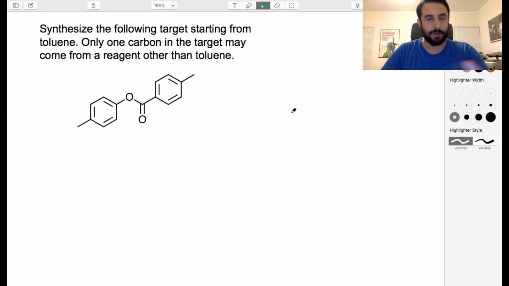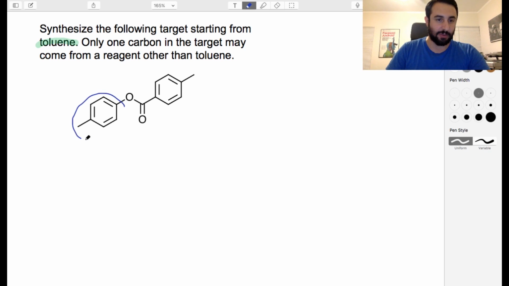Okay, so as with any synthesis where we're just given a target, we want to look at the structural features of the target to try to figure out what kind of strategy we're going to use. So this says we're going to start from toluene only, right? And so the first thing we want to do is identify the toluene fragments. And so toluene again is methylbenzene, right? So it seems very clear that we've got a toluene right there. And we've got a toluene right here. So we're definitely going to need two toluenes.